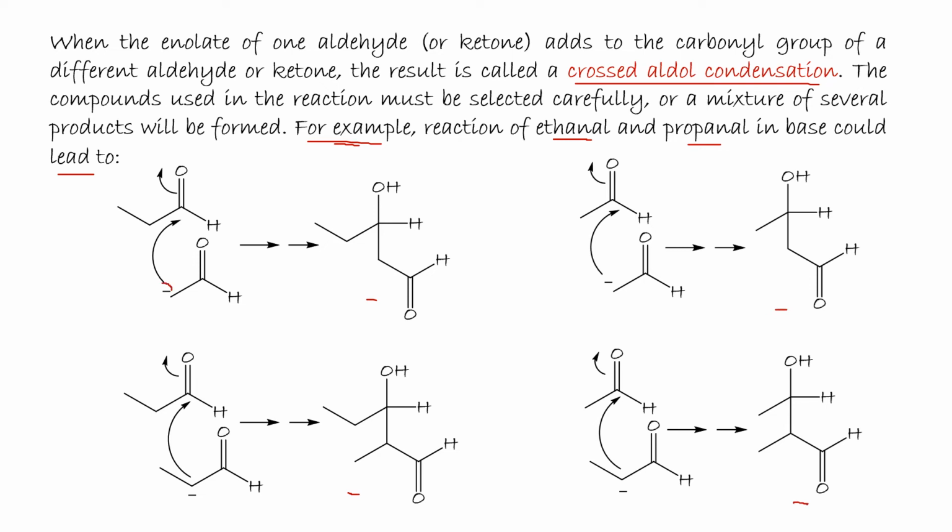Either the ethanal gets enolated and then attacks another molecule of propanal or ethanal, or the propanal gets deprotonated and attacks another molecule of propanal or ethanal. So we have 4 different possibilities and 4 different products.